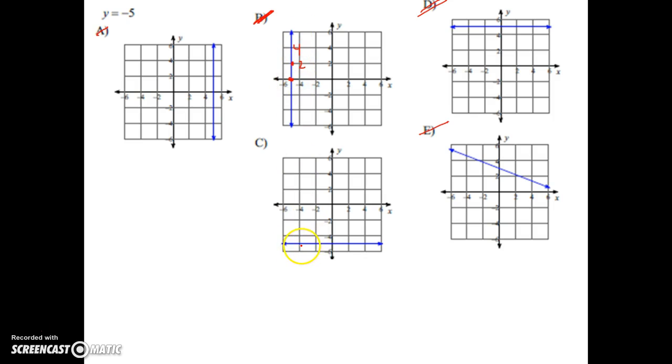Okay, so let's check down here. What is y equal to over here? It's equal to negative 5, even though x is negative 4. How about here? X is negative 2, y is negative 5. X is 0, y is negative 5. X is 2, y is negative 5. Y is always negative 5. So C is our answer. Nice job. Y equals a number, horizontal line. X equals a number, vertical line.